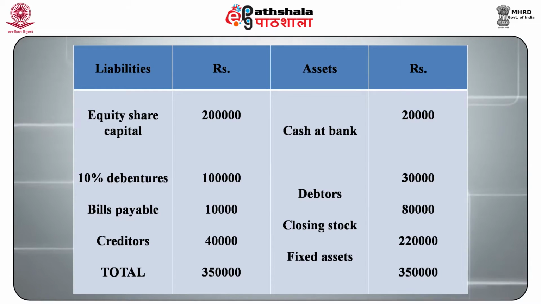From the following balance sheet of XYZ Limited for the year ended 31st March 2014, we need to calculate the total assets to debt ratio and proprietary ratio. The liabilities are equity share capital at rupees 2 lakh, 10% debentures at 1 lakh, bills payable at 10,000, creditors at 40,000. The total is 3 lakh 50,000. The assets on the other hand are cash at bank rupees 20,000, debtors at 30,000, closing stock of 80,000, fixed assets of 22,000. The total assets is 3 lakh 50,000.